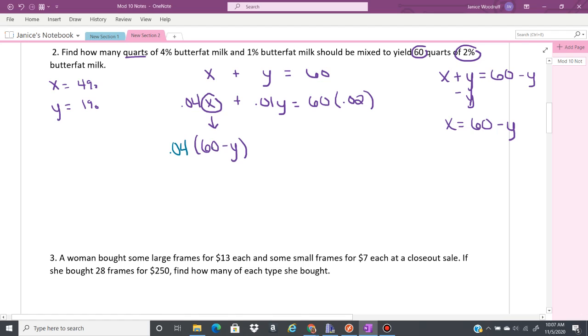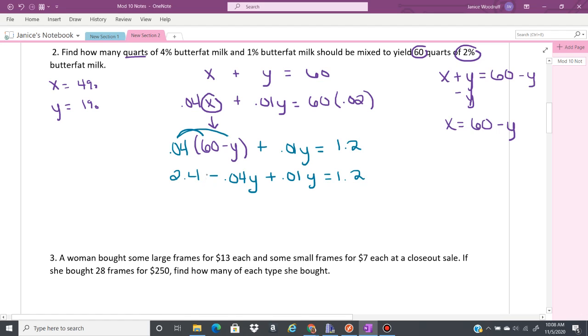I'm going to change the color so we can see where the substitution went. So you have 0.04 times x, which is now 60 minus y, because I'm just plugging this equation in, plus 0.01y equals, and then I might as well just do this right here, 60 times 0.02, that's going to give me 1.2. Well, now I only have one variable, so I'm going to solve this. I'm going to do 0.04 times 60, which gives me 2.4. And then 0.04 times a negative y gives me a negative 0.04y, then plus 0.01y equals 1.2.